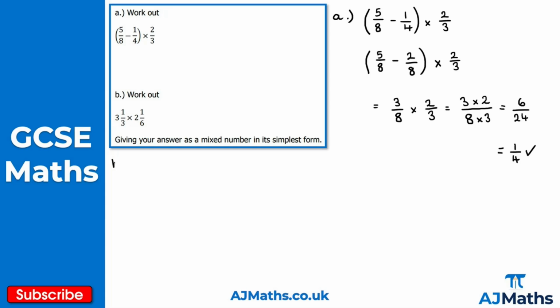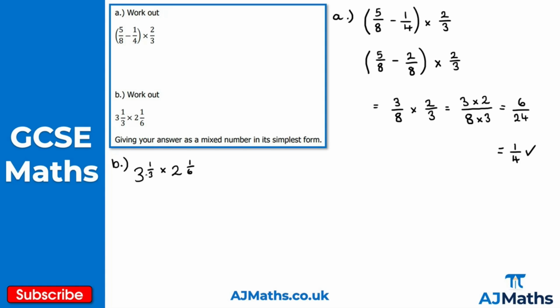If we take a look at B now, we have to work out 3 and 1 over 3 times 2 and 1 over 6. And here we want to give the answer as a mixed number in its simplest form. Let's just start by writing down this multiplication here. We've got 3 and 1 over 3 times 2 and 1 over 6. Okay?